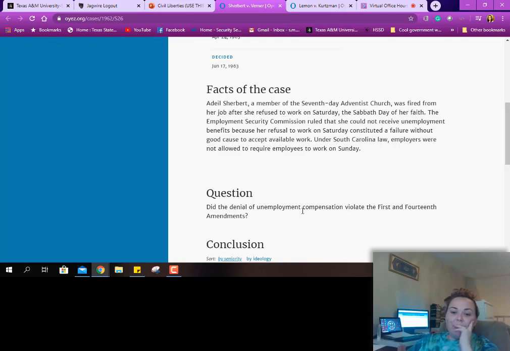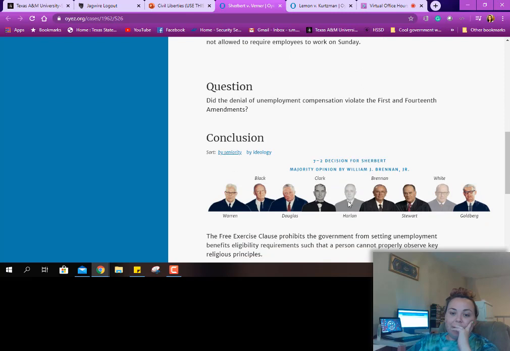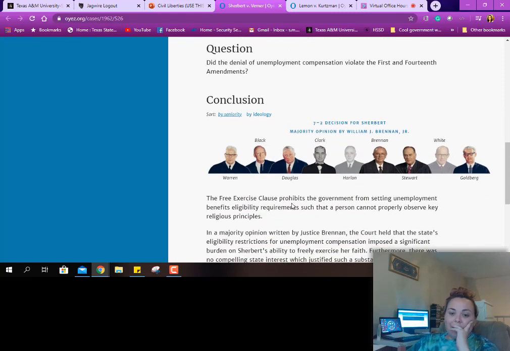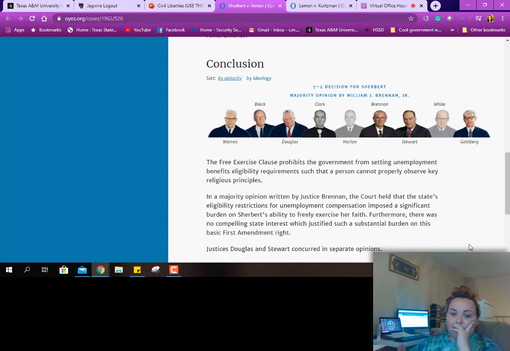Does the denial of unemployment compensation violate the First and 14th Amendment? In this case, the free exercise clause prohibits the government from setting unemployment benefits such that a person cannot properly observe key religious principles. And so in this case, no, they cannot. The court held that the state's eligibility restriction for unemployment imposed a burden on Sherbert's ability to freely exercise her faith, and there was no compelling state interest to justify it.